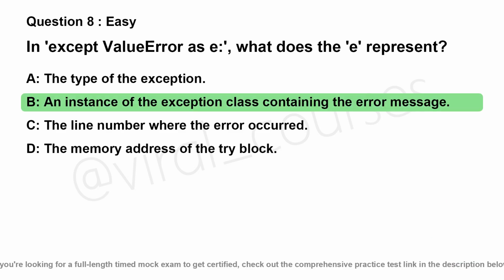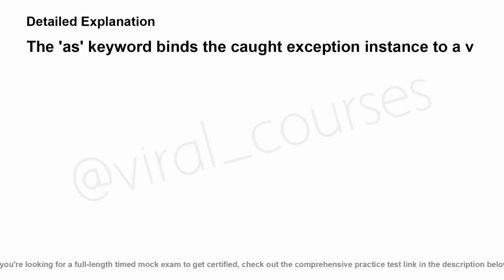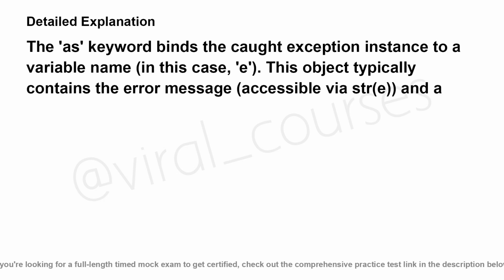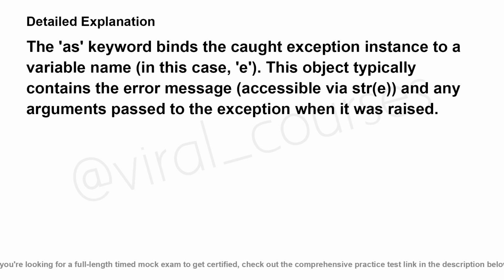The correct answer is B. The as keyword binds the caught exception instance to a variable name, in this case e. This object typically contains the error message, accessible via str(e), and any arguments passed to the exception when it was raised.